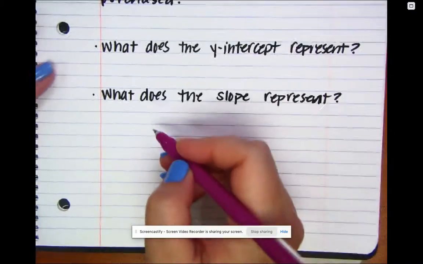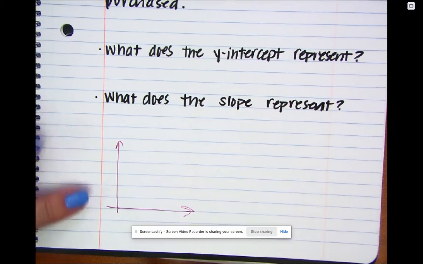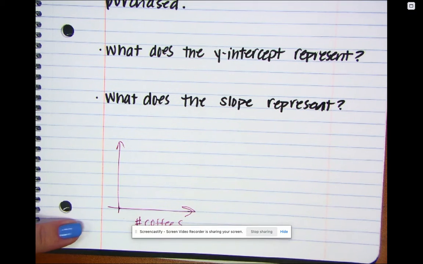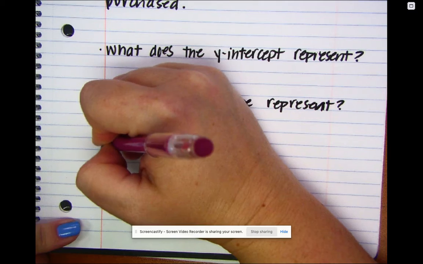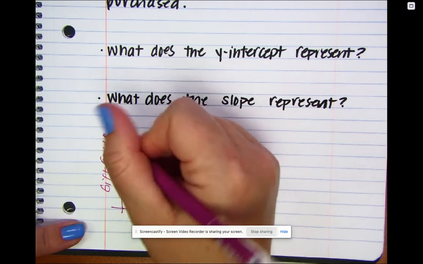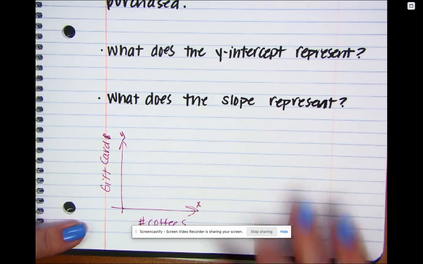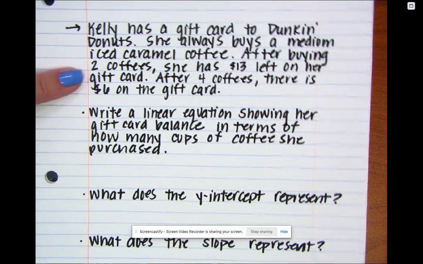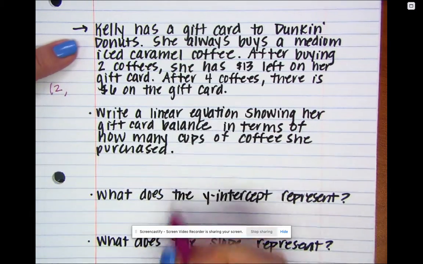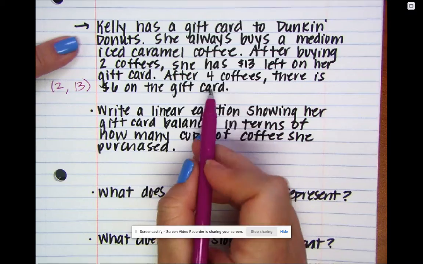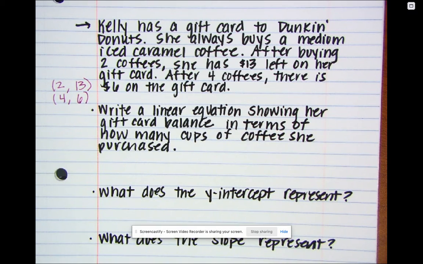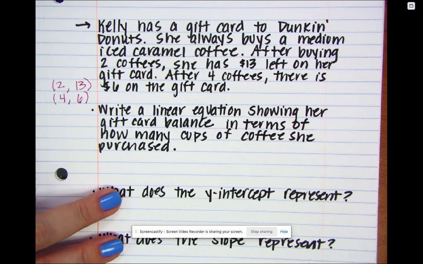So if I was to sketch a graph, I have to visualize this. Then I have coffee and I have gift card balance. And so I think I would put the number of coffees down here. And then here I would put gift card. And so this helps me recognize that the number of coffees is going to be x and the amount of money on the gift card is going to be y. And so with that information, I'm going to come up here and write 2 points. So it says after buying 2 coffees, remember coffees is going to be x, there is $13 left on the gift card. After 4 coffees, there is $6 left on the gift card. So I have 2 points, and now I need to find my slope and my y-intercept.